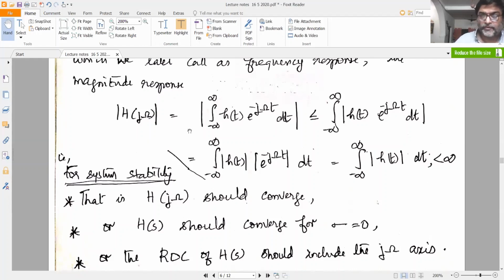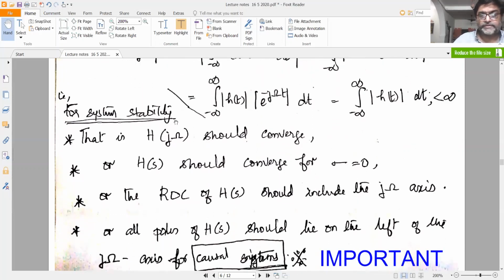So what does it mean? Modulus of H(j omega) should converge, or the Fourier transform of the system, that is the frequency response of h(t), should exist, or in other words, the Fourier transform of h(t), which is called H(j omega), should converge. Okay, so for system stability, it's essential that this is a finite quantity, or H(j omega) should converge. So that is written here. For system stability, H(j omega) should converge.